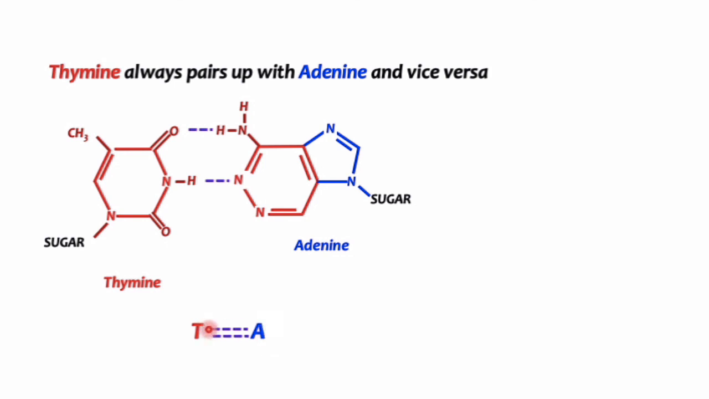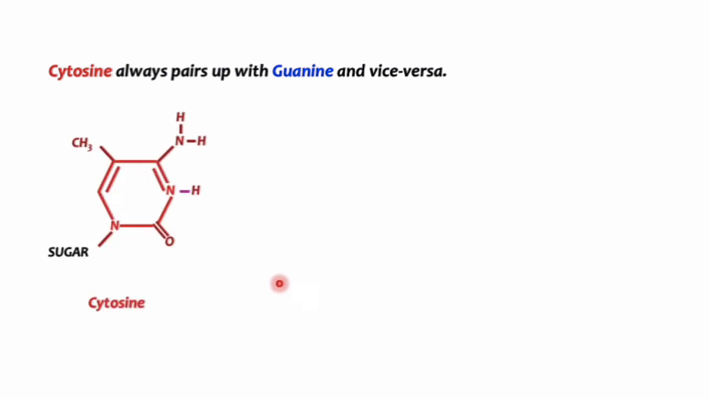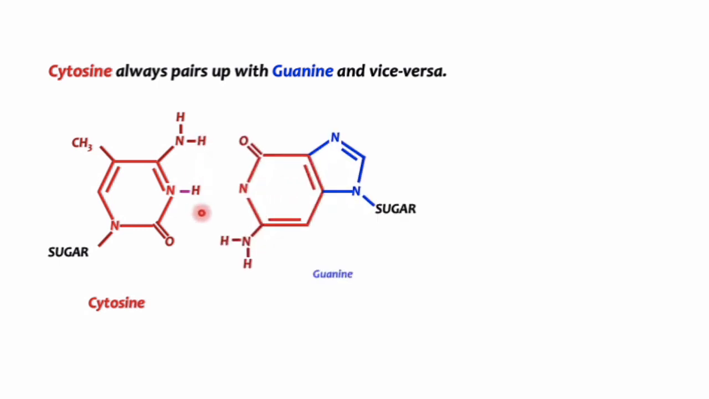So see, T always complements with A. Similarly, let me show you the other complementation, which is cytosine and guanine. Cytosine, see this side here we have two nitrogens with two hydrogens, and guanine here we have oxygen and hydrogen. So these two will have hydrogen bondings, and here also O and H will have hydrogen bond. And here the connection is between carbon, the bonding is between cytosine and guanine. So they would be complementing each other. I hope that is clear.